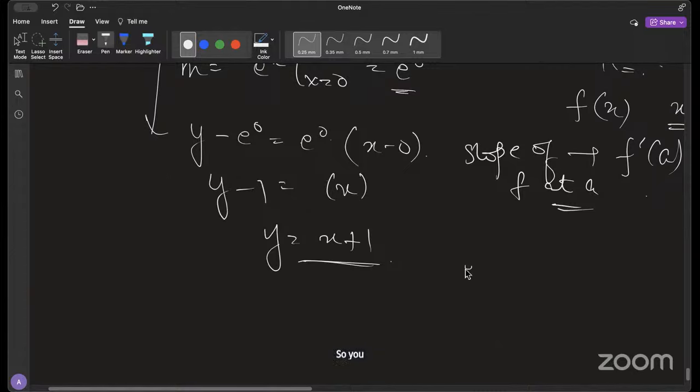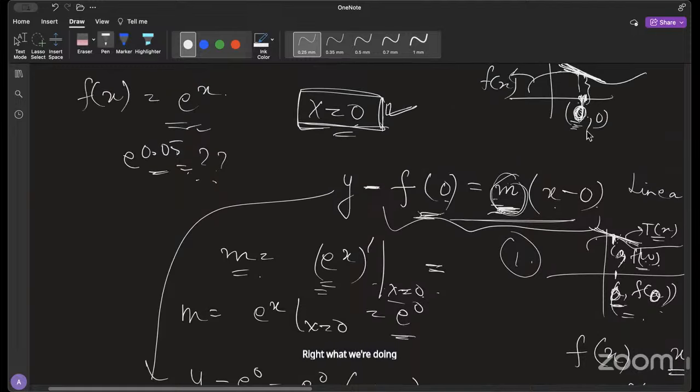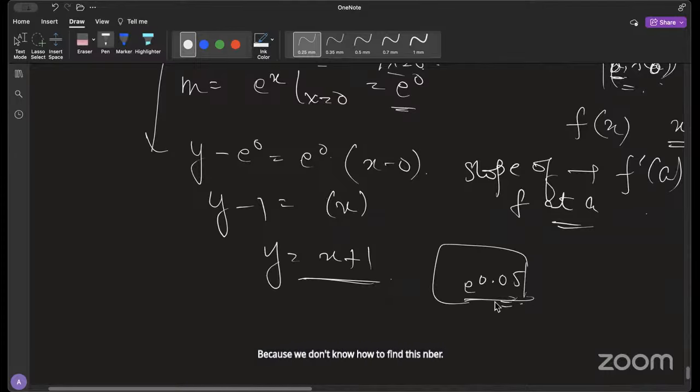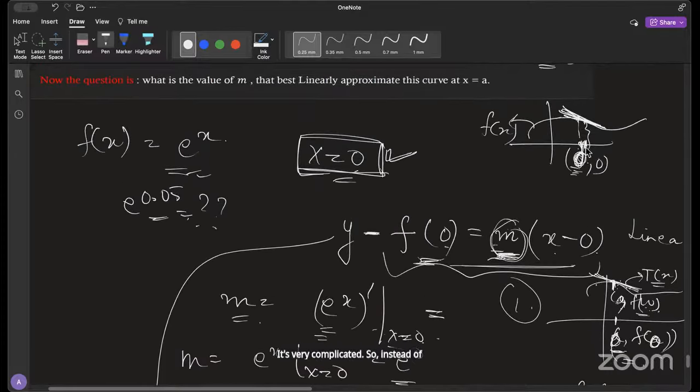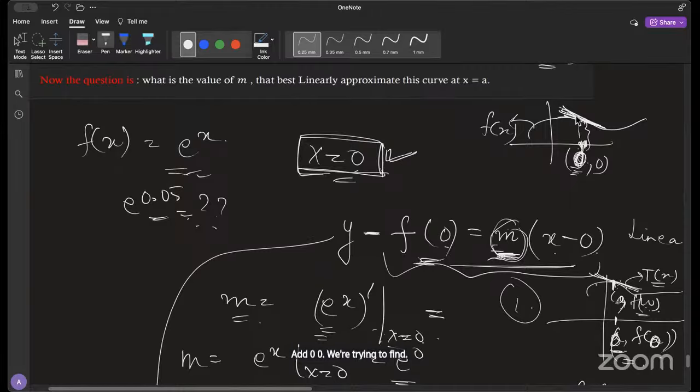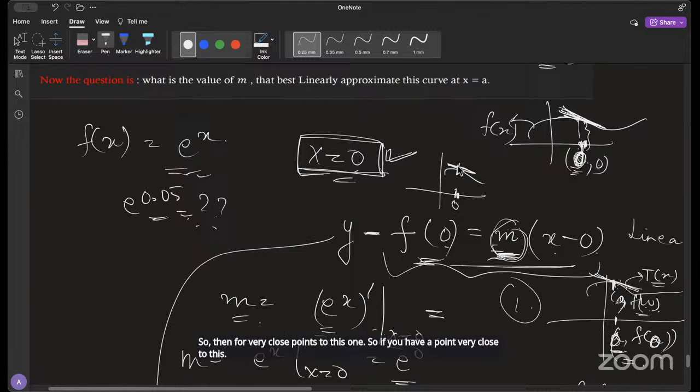Now you need to find the value of e to the power 0.05, right? So what we said here was, why are we using this linear approximation? Because we don't know how to find this number. It's very complicated. So instead of finding the value of this curve at 0.05, we're trying to find this tangent's value there, because if this was the point where you drew the tangent, then for points very close to this one, the value of this function and this line is going to be approximately the same, right?